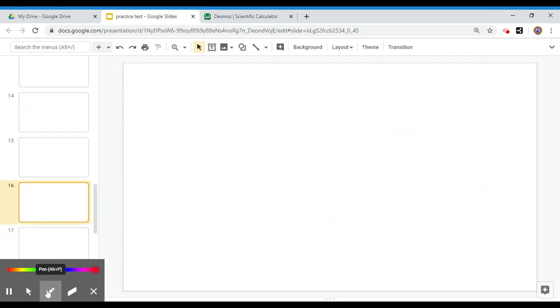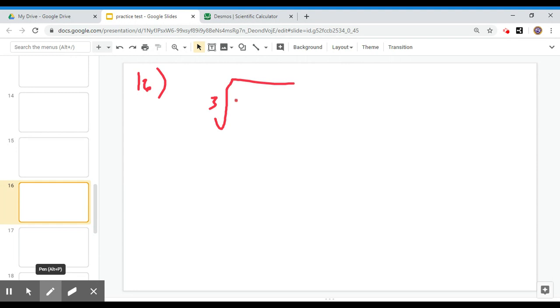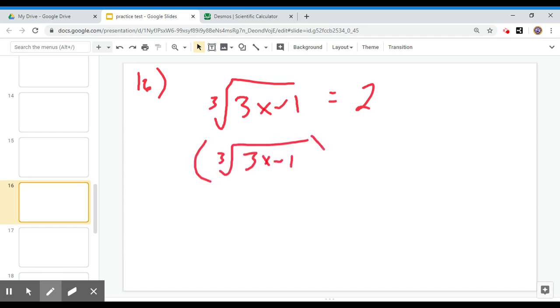All right, so last equation in this section. So number 16, again, we've got a cube root, 3x minus 1 equals 2. So once again, we're just going to cube both sides. And then we're left with what's under the radical. So 3x minus 1 equals 2 cubed, which is 8.